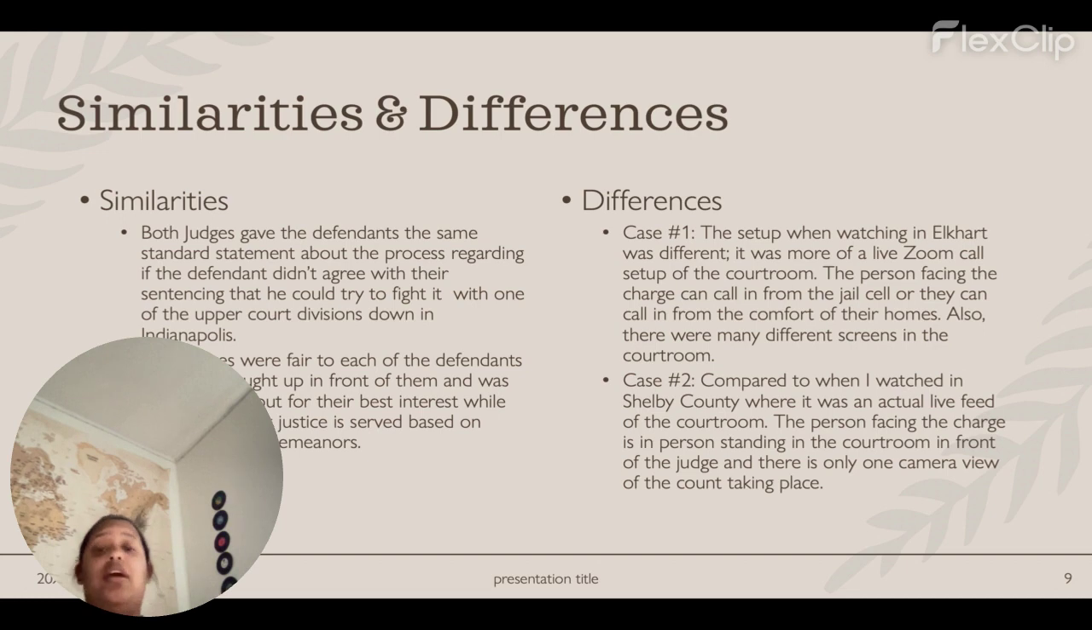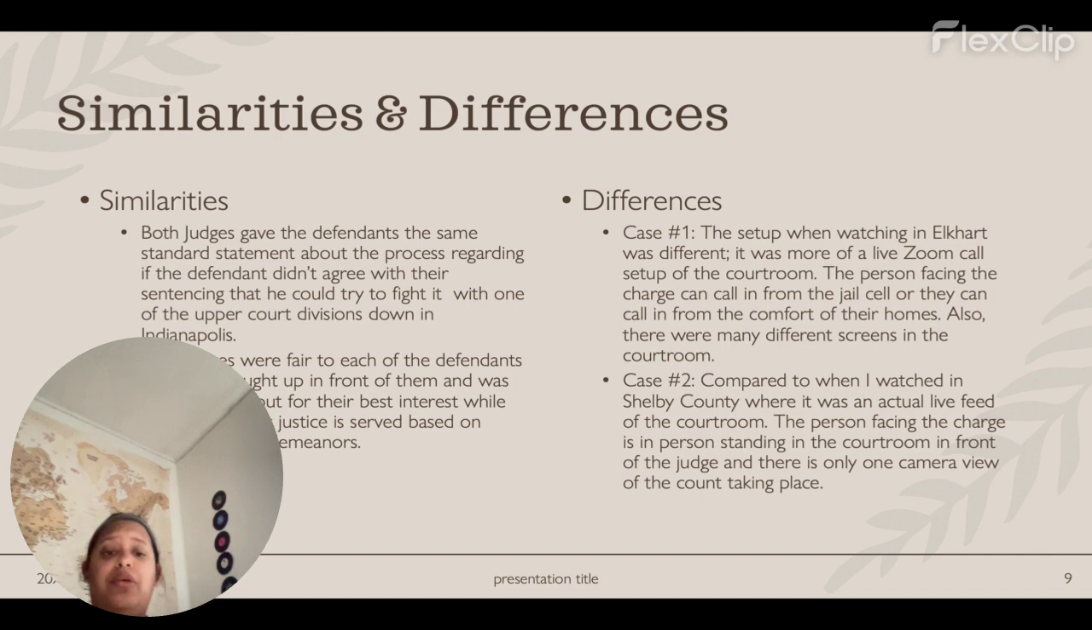Two differences between these two cases: in case one, the setup when watching Elkhart was different. It was more of a live Zoom call setup of the courtroom. The person facing the charge can call in from the jail cell or they can call in from the comfort of their homes.